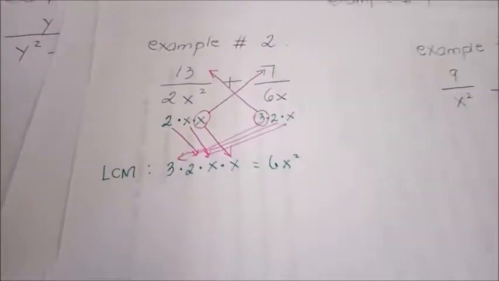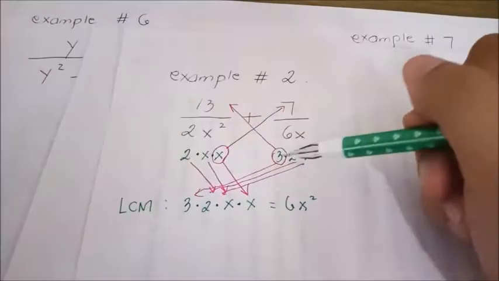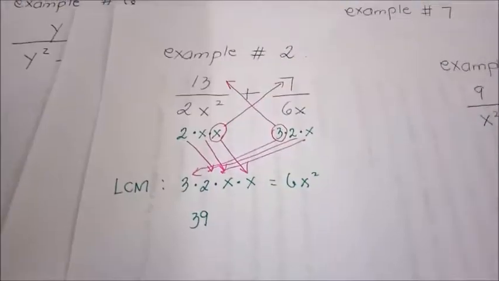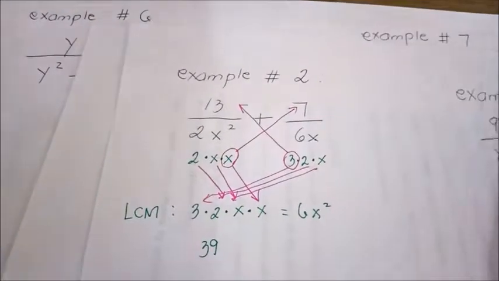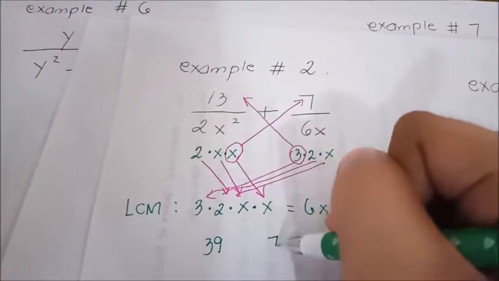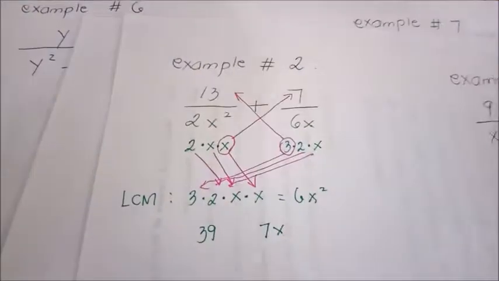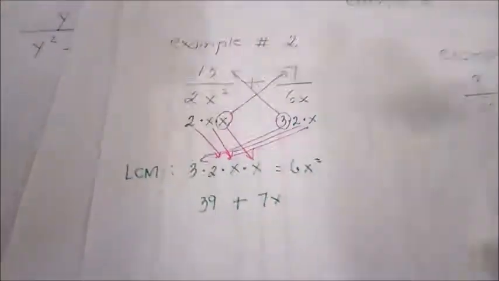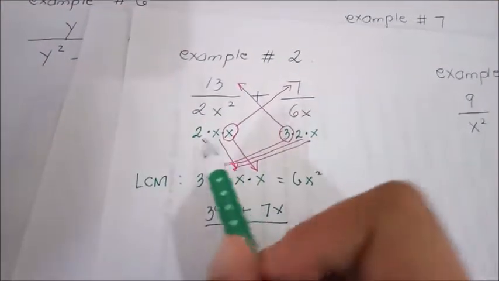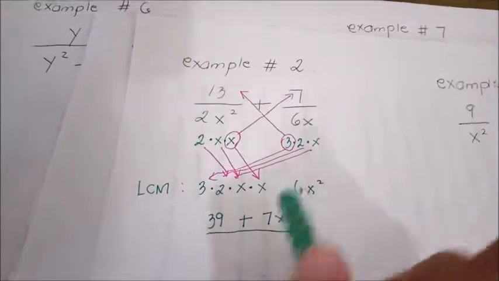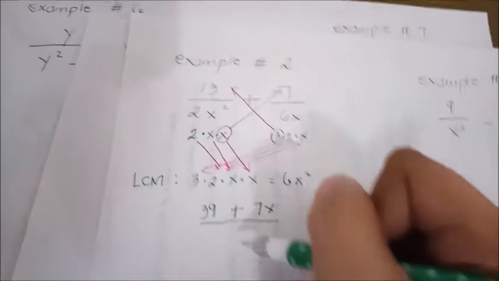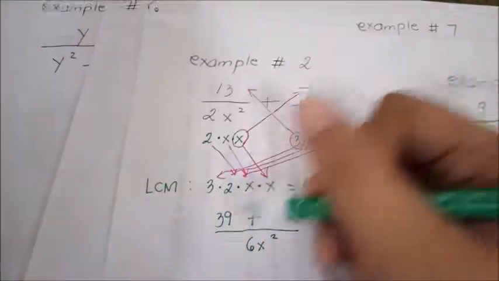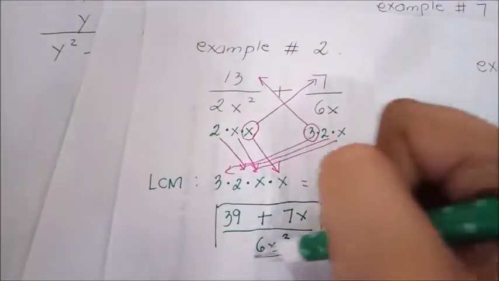Okay? So, let us try multiplying it. So, 3 times 13, alam nyo na naman yan, it's 39. Okay? X times 7, edi it's 7x. Hindi siya 7 plus x. Okay? And since addition ito, we are just to write plus. All over, no need to multiply the whole. Okay? Ayun na naman si LCM, edi yun na ang ilagay mo. 6x squared. Okay? And this will be your final answer.